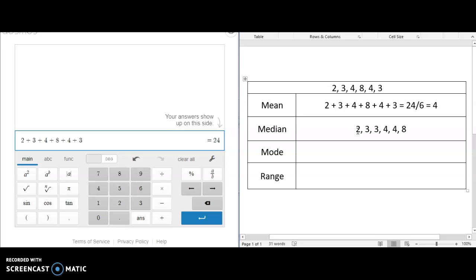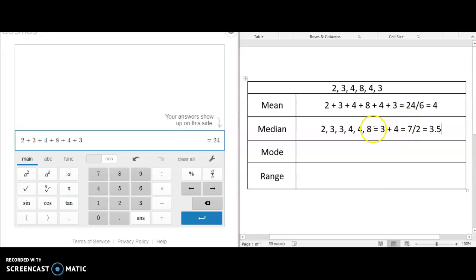So let's see, we have 6 numbers. This 3 isn't the middle because there's 2 on this side and 3 on this side. This 4 isn't the middle because then there's 3 on the left and 2 on the right. So the middle is actually between the 3 and the 4. Now, if there was just one number in the middle, just pick that number. But since this one has 2 that are in the middle, we have to add those 2 numbers together and then find the average. So we add the 2 numbers together, divide by 2, and we get 3.5.